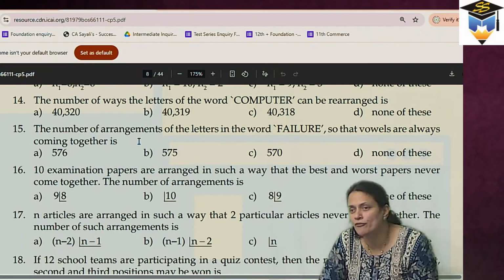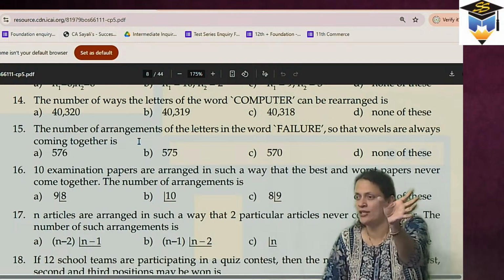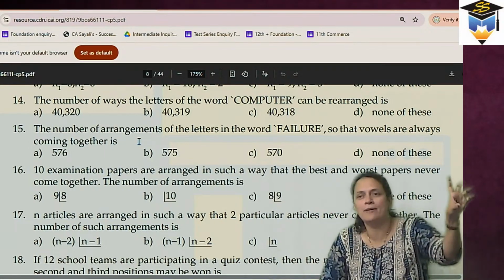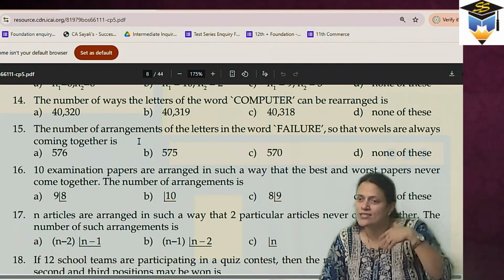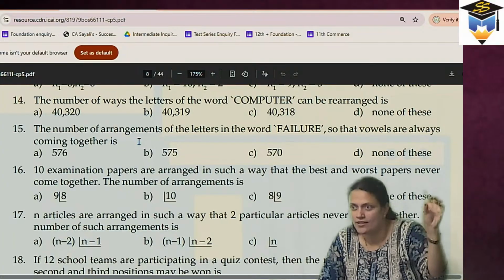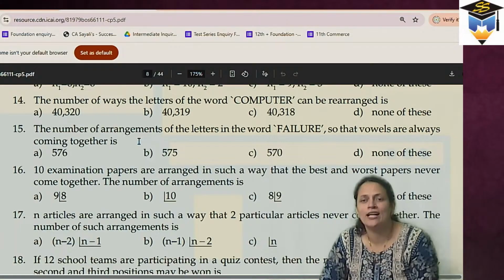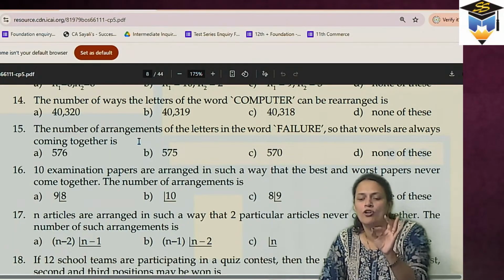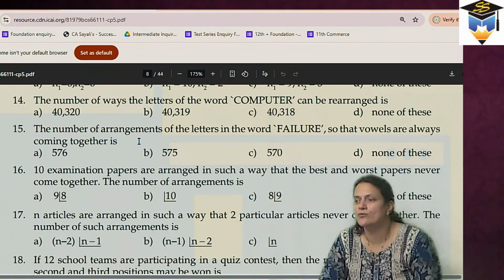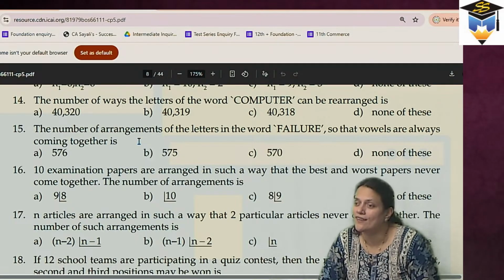Other words can also be formed. Computer is one type in which 8 alphabets can be arranged in 8 ways. What is the next way? So that is fixed. Computer will be there anyway. So that is subtracted. So that is why 40320 minus 1, answer is option B.